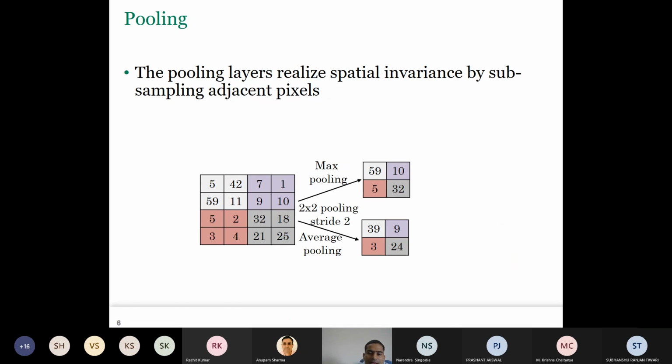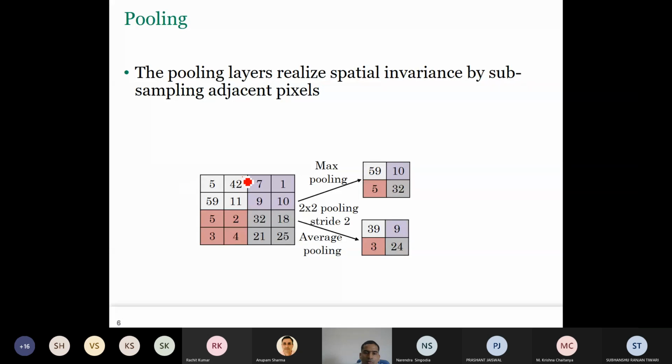Now there are pooling layers, which realize spatial invariance by subsampling adjacent pixels. For example, right now I'm seeing this block at the center of the screen. If this block were to shift to the right side, I can still detect it. That means it doesn't matter whether the object is here or here or here. As long as the object is within my view, I can still detect it. That's what pooling layers do, and they also reduce the dimensionality.